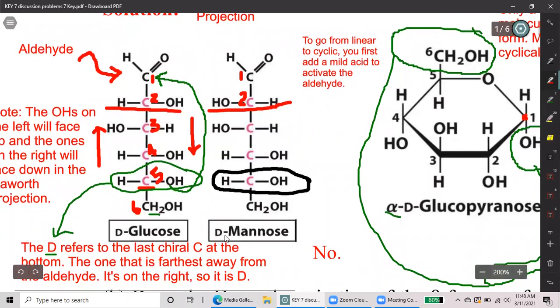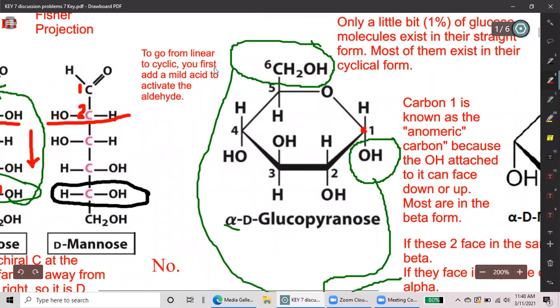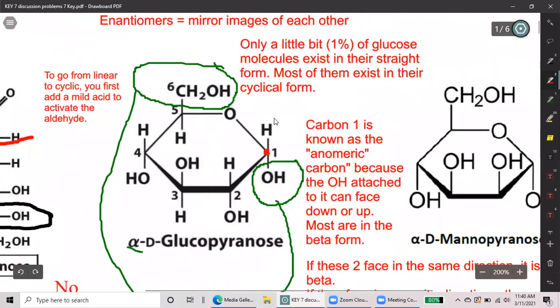And then it's still D because this carbon down here is still the last chiral carbon that is farthest away from this aldehyde group. And that alcohol is still on the right-hand side, which means that it's still D, okay? Now, to go from linear to the cyclic, you first add a mild acid to activate the aldehyde group. So that's how you go from linear to circular.